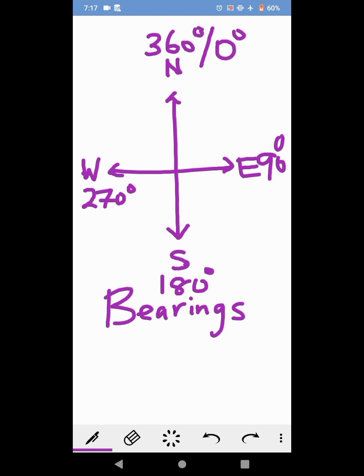But I want to remind us there are also other points we can actually tell without using a protractor, which is in between the north and the east. We have this angle, and this angle is 45 degrees. You agree with me? Half of 90 is 45 degrees.